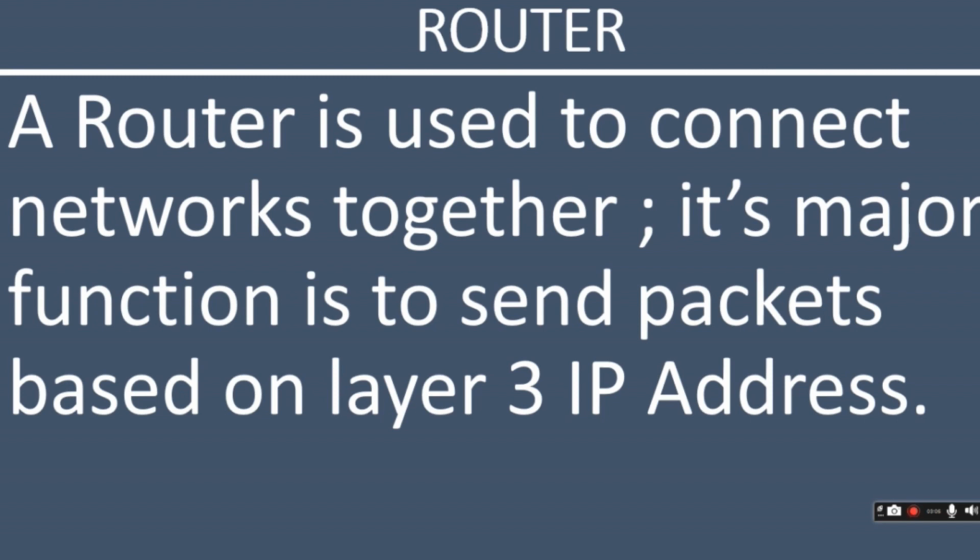Its major function is to send packets based on layer 3 IP address. In my subsequent videos, we'll be talking about the various layers in networks, and we'll talk about the OSI model as we proceed. But a router is used to connect networks together, and its function is to make sure that packets are sent based on layer 3 IP address. A router does exactly what the name implies. It is a device that routes or forwards data from one network to another based on their IP address.